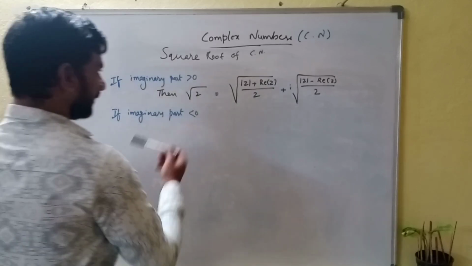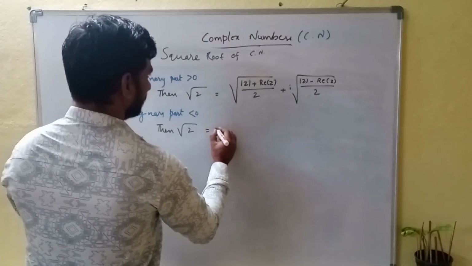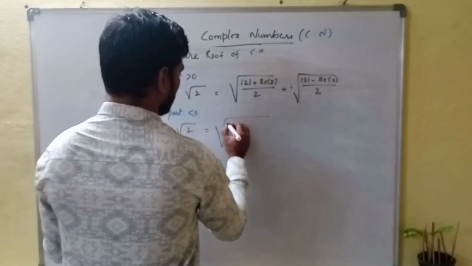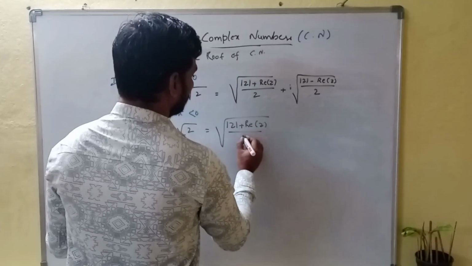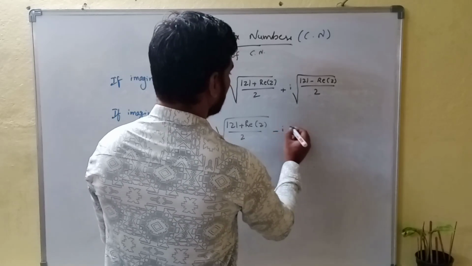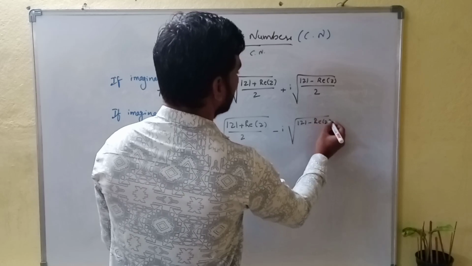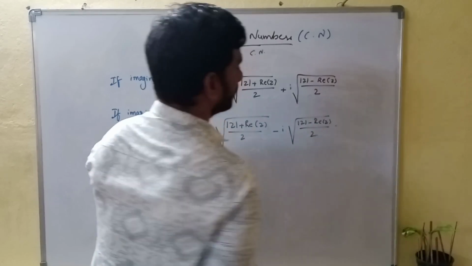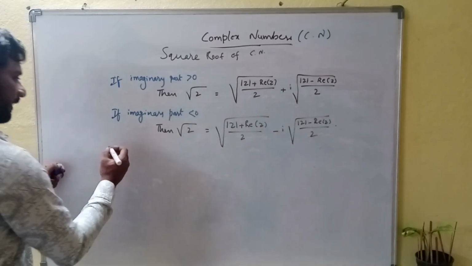then the square root of this complex number will be, under root z is equal to under root mod z plus real part of z by 2, minus i into under root mod z minus real part of z by 2. So let's solve one question based on these formulas.